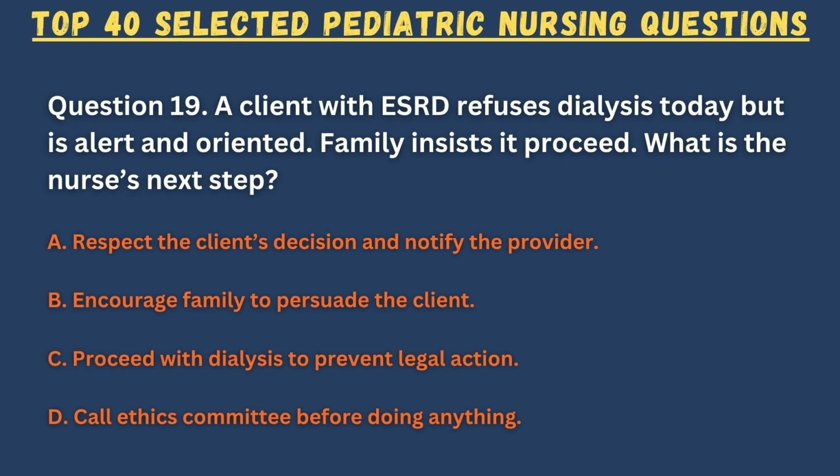Question 19. A client with ESRD refuses dialysis today, but is alert and oriented. Family insists it proceed. What is the nurse's next step? A. Respect the client's decision and notify the provider. B. Encourage family to persuade the client. C. Proceed with dialysis to prevent legal action.